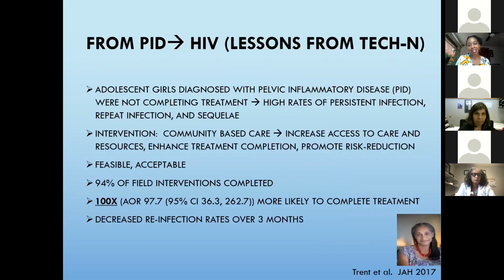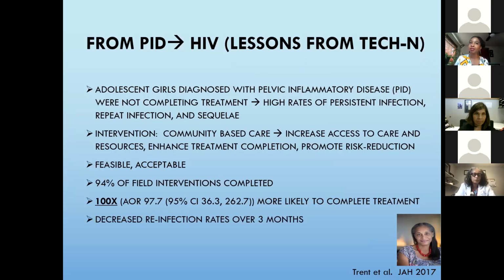But Tech to Check came on top of the heels of Maria Trent's very successful intervention for PID. Maria Trent looked at adolescent girls who were diagnosed with PID and found that they were not completing treatment and had higher rates of persistent infection, repeat infection, and sequelae. Her intervention was a community-based care model, whose goal was to increase access to care and resources and to enhance treatment completion to promote risk reduction. She showed that it was feasible and acceptable. 94% of the field interventions were completed, and you don't get better than this. They were 100 times more likely to complete treatment, and there was decreased reinfection.